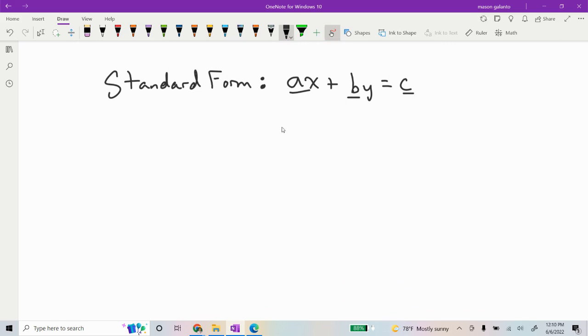So as an example, we would see something like 2x plus 3y is equal to 5. Note that A is 2, B is 3, and C is 5. They are just numbers. Standard form is really good for us. Some of the advantages are, one, finding your x and y intercepts. Your x-intercept is very important, and your y-intercept is very easy from here.